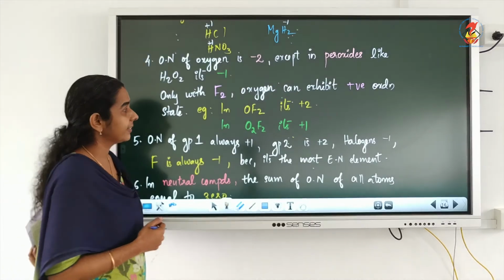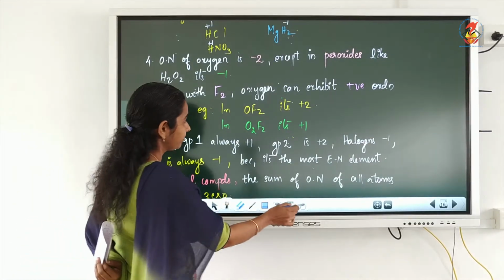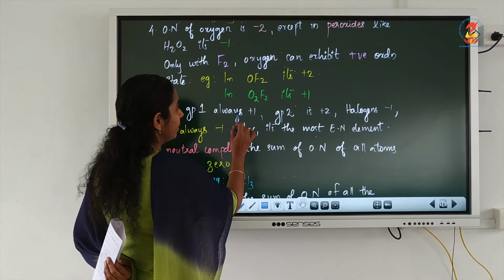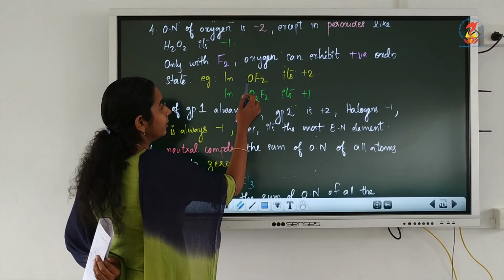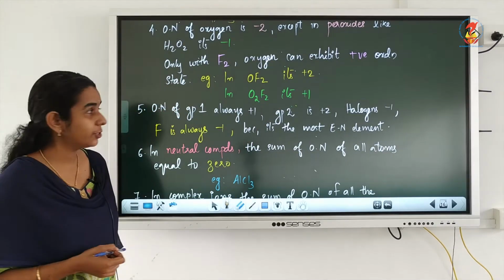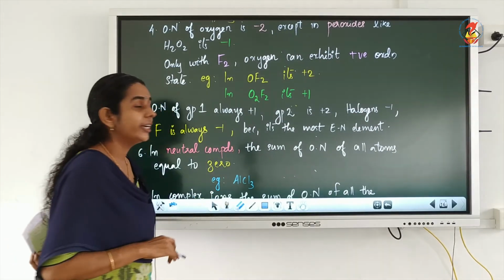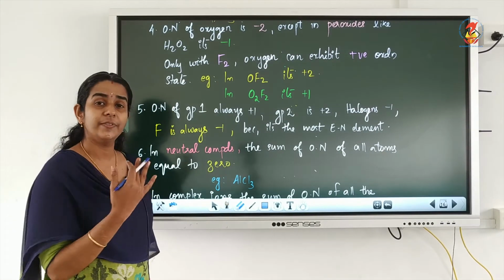to the right-hand side. So here, for example, in OF2, the oxidation state of oxygen is +2, and in O2F2 it is +1, and how it is, we will see later.